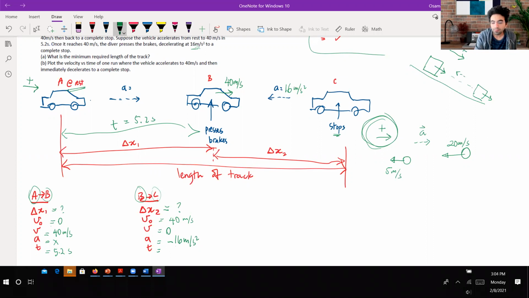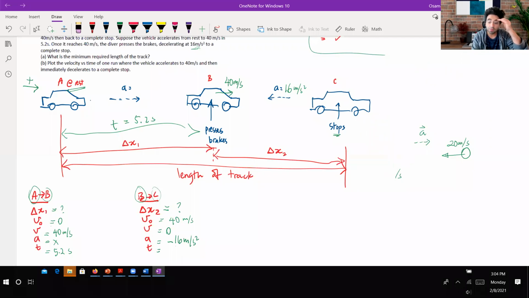Okay. So for each problem, I guess to answer the question in a general way, you decide which direction is going to be positive, and all of the vectors pointing in that direction would be positive for you, and all of the direction pointing opposite would be negative. Good question.